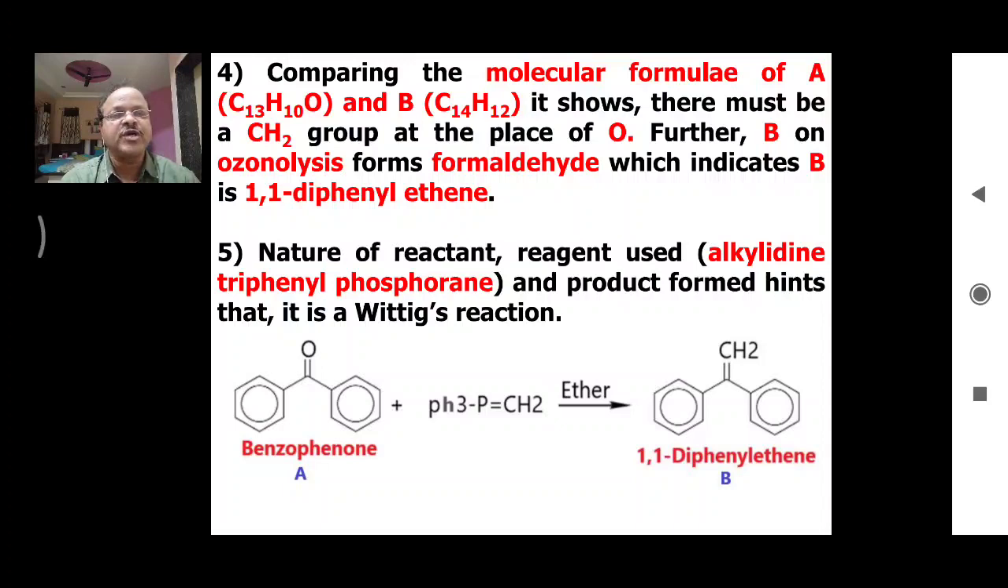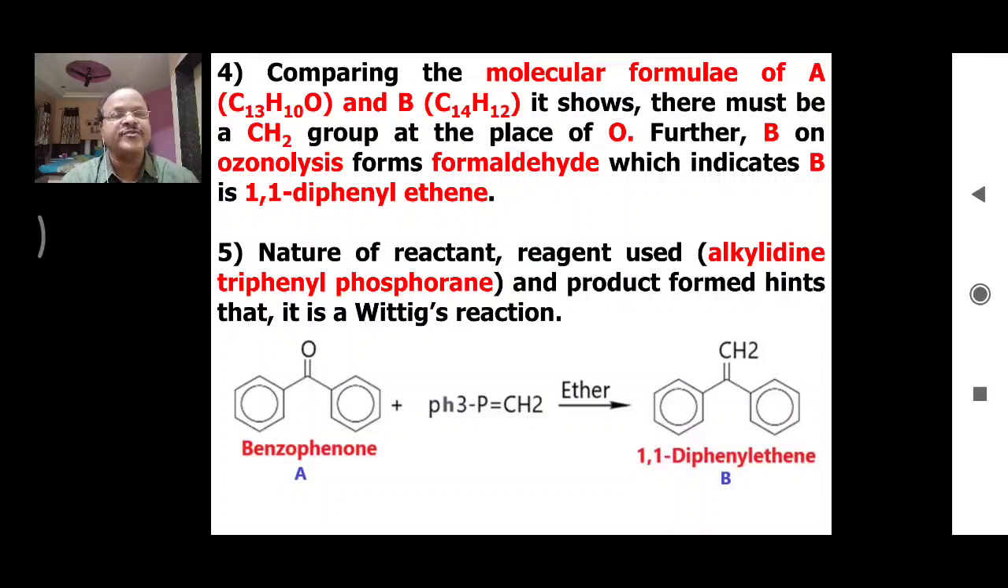Instead of oxygen, a CH2 group is additionally present in compound B. So this shows there must be a CH2 group at the place of oxygen. Further, the information given in the problem is that B on ozonolysis forms formaldehyde and compound A. This indicates compound B must be 1,1-diphenylethene.